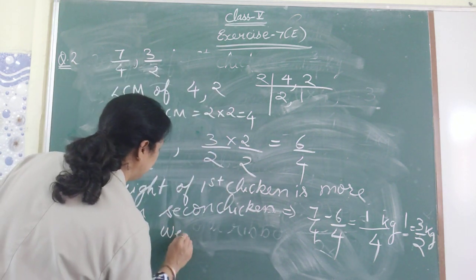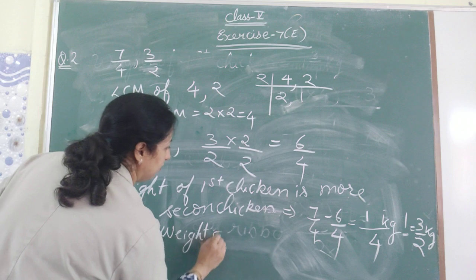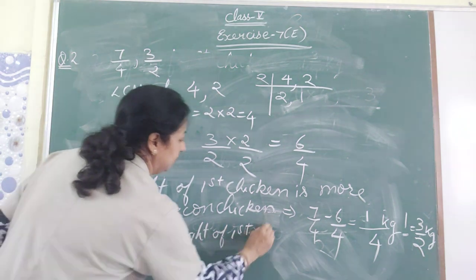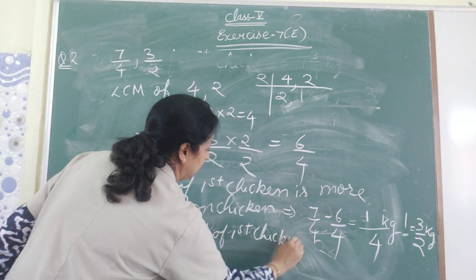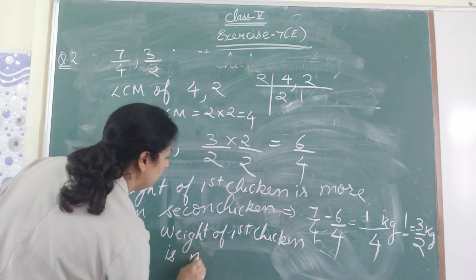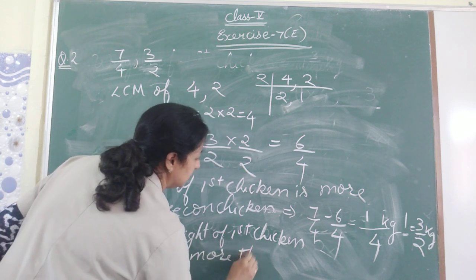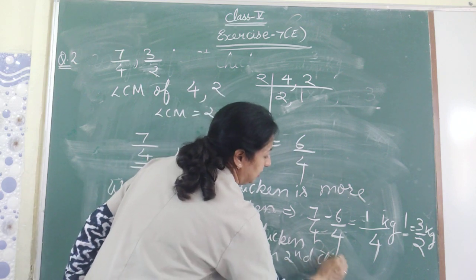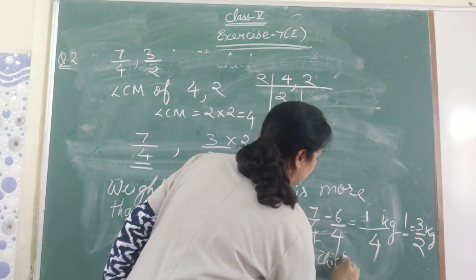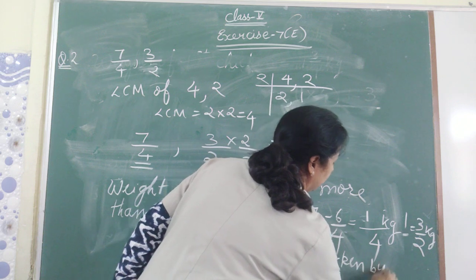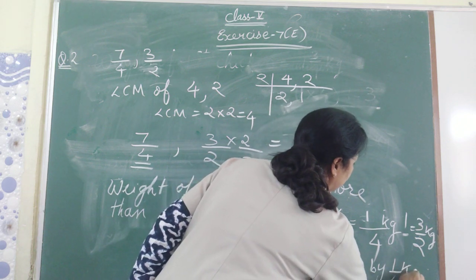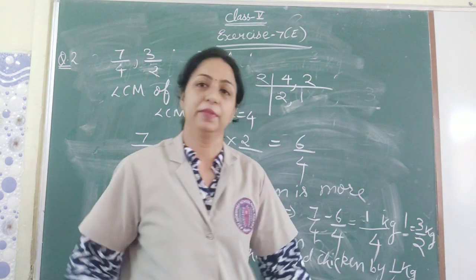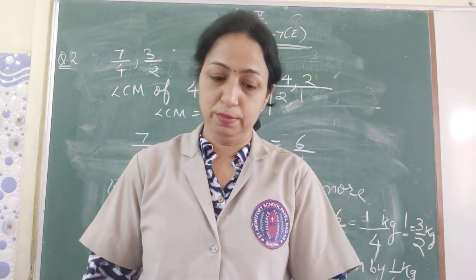So the weight of the first chicken is more than the second chicken by 1 by 4 kilogram. Okay, so I hope you understand.